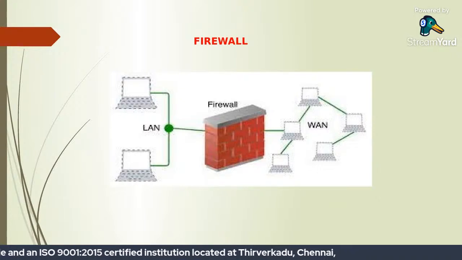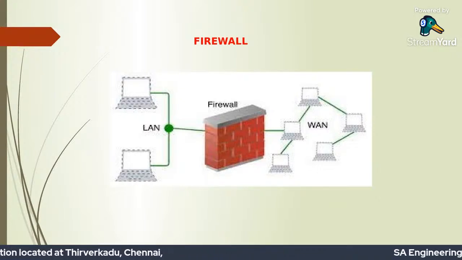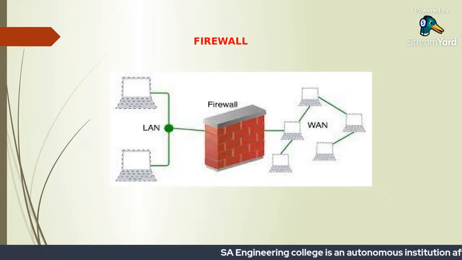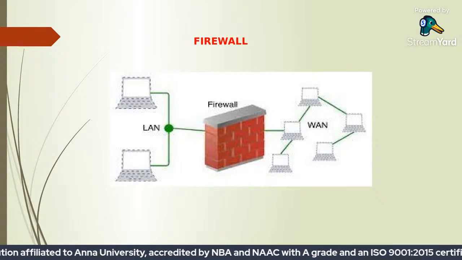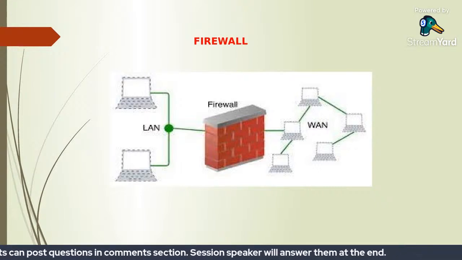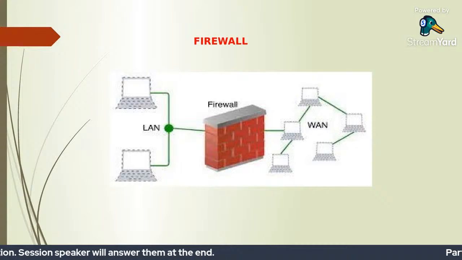Repeaters. The work of repeaters is to regenerate the weak signal and maintain the strength of the signal. And then hubs are used to connect multiple devices, and they receive the data and transfer the data to all the devices which are present in that network.